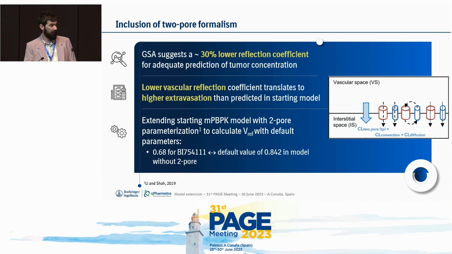And indeed, when we expanded the base model that we had with all the processes there with a 2-pore paradigm, we saw that if we use it to approximate reflection coefficient, a lower reflection coefficient was calculated than the default value which is present in the base model. So it was a very nice finding from this global sensitivity analysis.